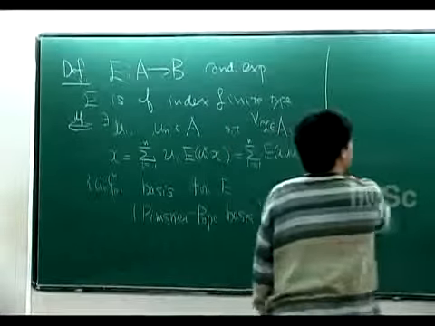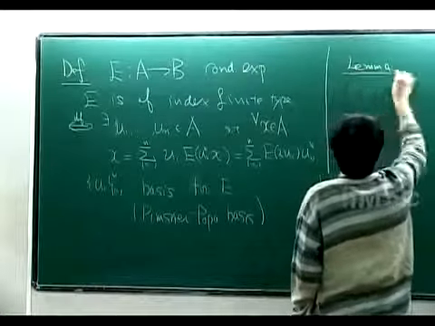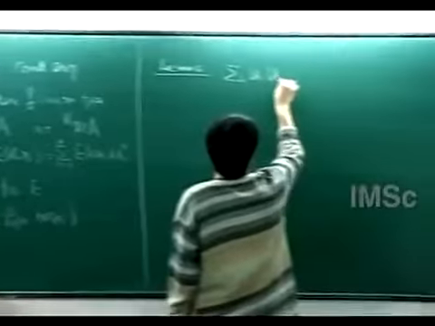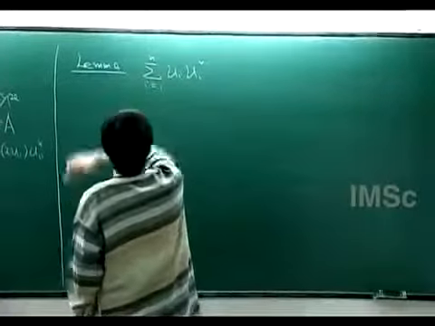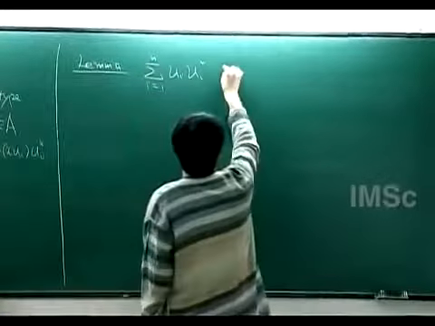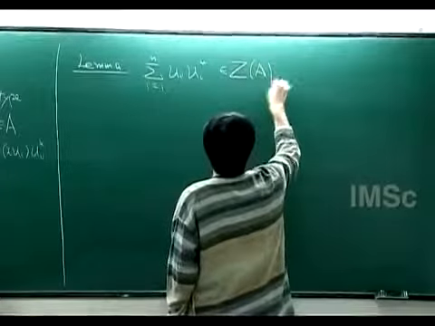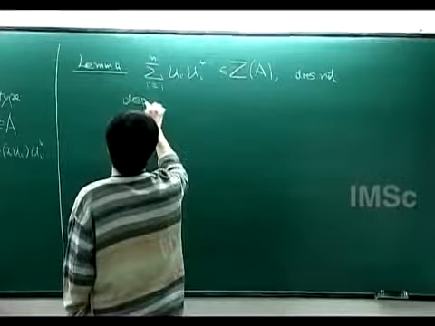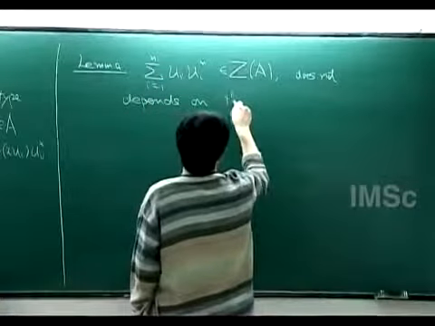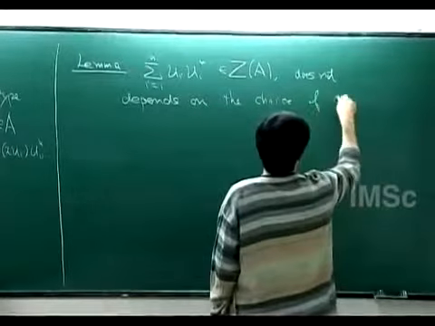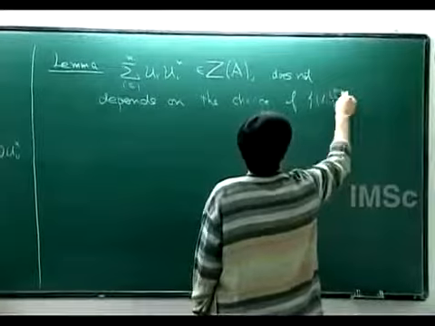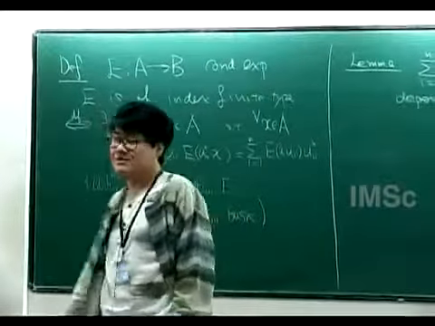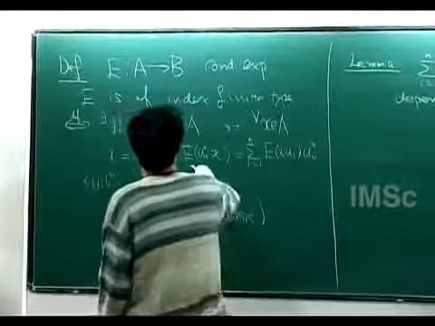Then one easy fact about this basis is the following. This number, not really a number, it's an element of the C*-algebra A, always belongs to the center of A. And in fact, it does not depend on the choice of u. The definition of index finite type is just the existence of one basis. And in general, there are many different bases for one conditional expectation.